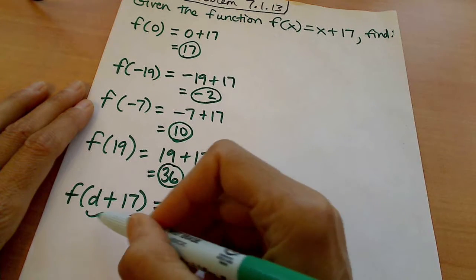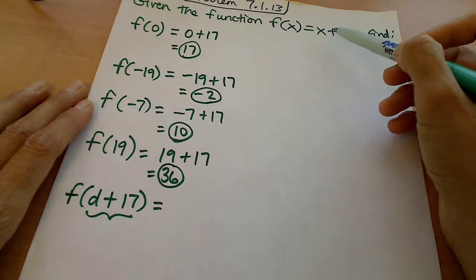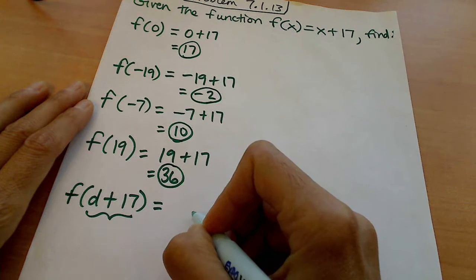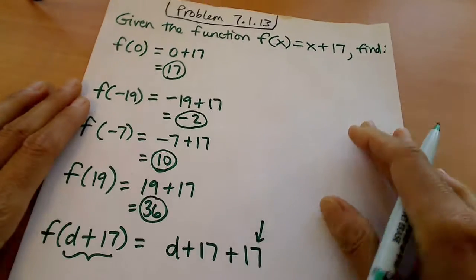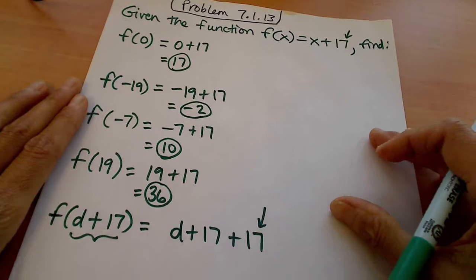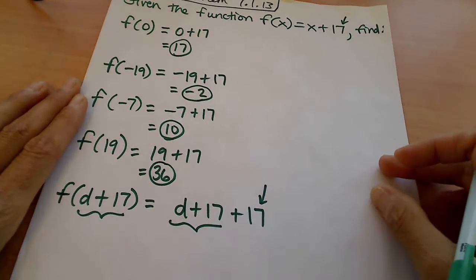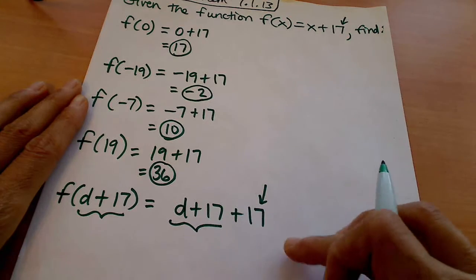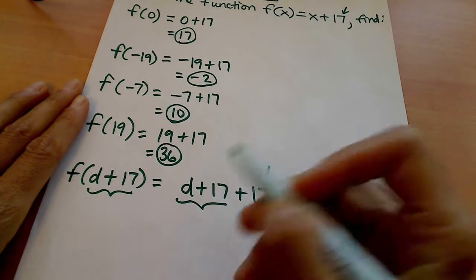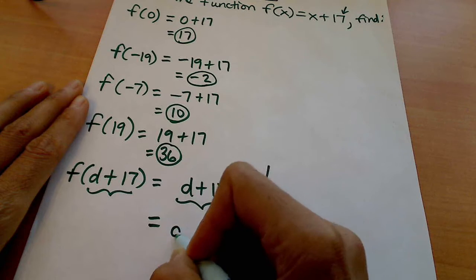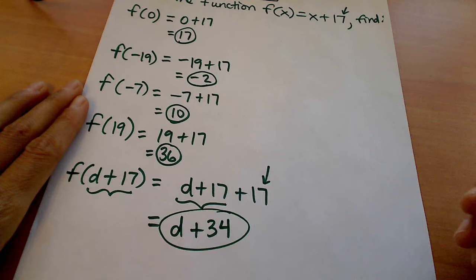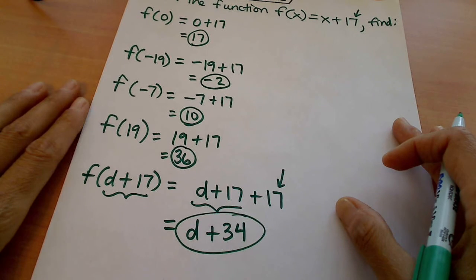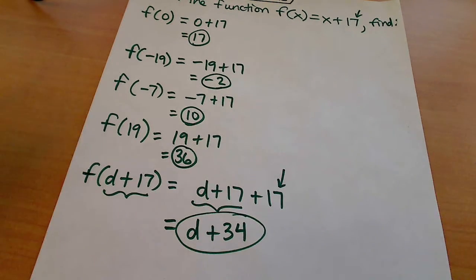So we're still plugging this d plus 17 in for the x, and so it's going to look like d plus 17 plus 17. So this plus 17 right here is this plus 17. Okay, so this is the bit that we've plugged in for x, and then we're still adding the 17 there. That's part of the function. And so if we go ahead and collect like terms here, then we have d plus 34, and this would actually be the solution to this particular portion of what they're asking for in this problem. And that's it on these problems.